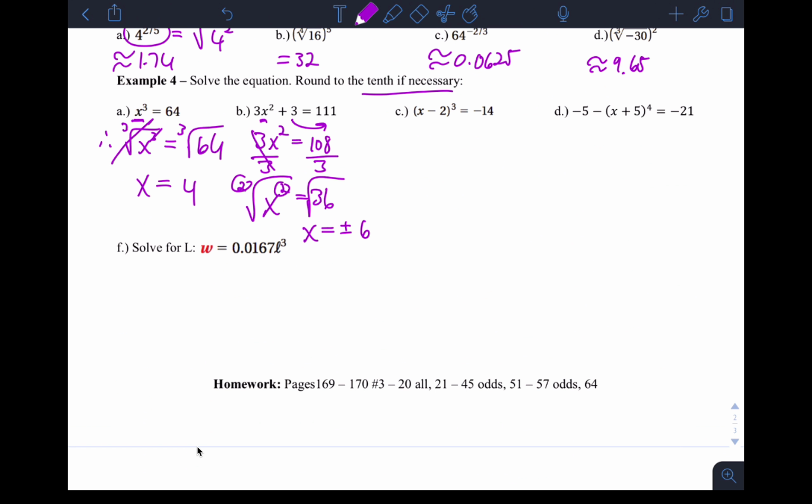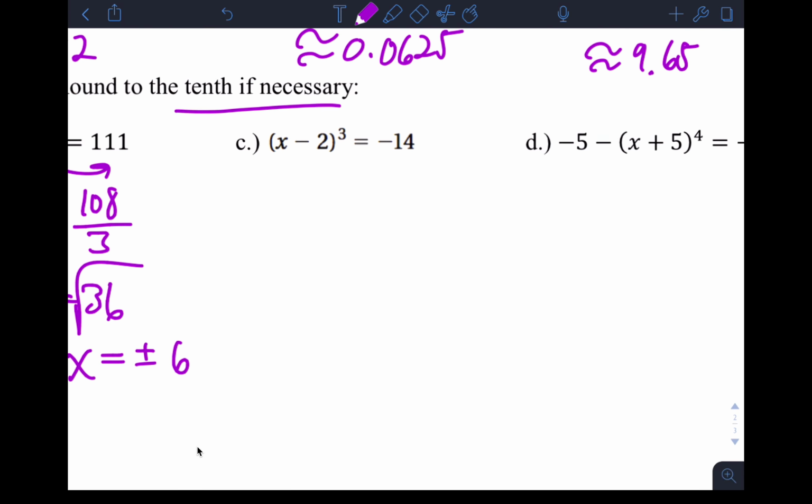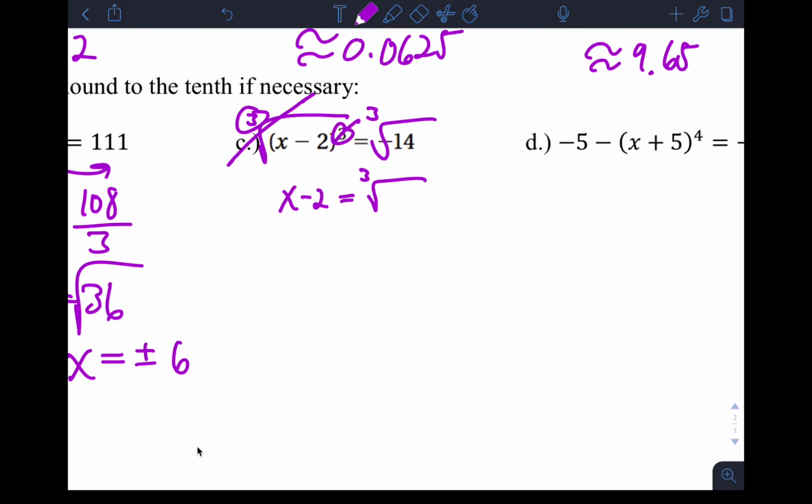Likewise here, a little bit different. If you want to isolate the power first, well, in this case it's already done. The power has already been isolated. So what we would get here is just go ahead and take the cube root straight away. So if I take the cube root, again I'm choosing the index based on the power. If we take the cube root of both sides, the cube root cancels the cube. So I have x minus 2 is the cube root of negative 14.